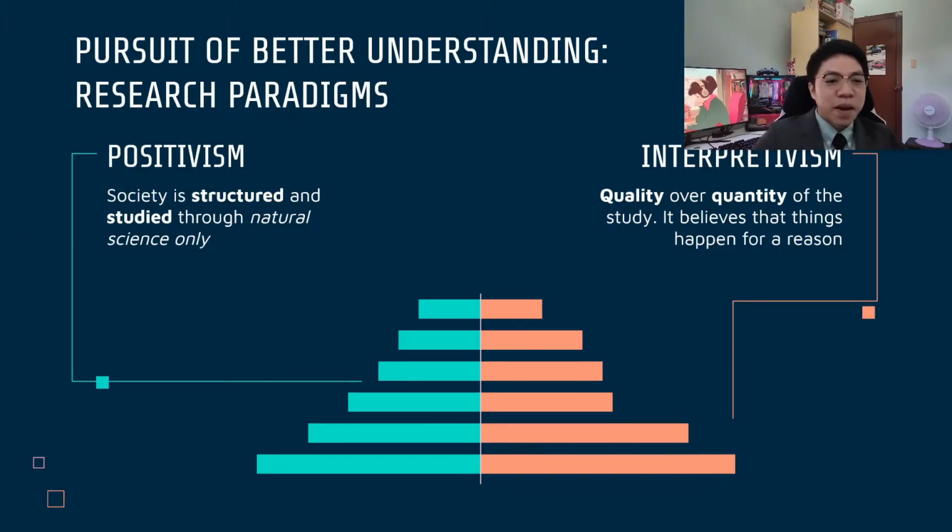So, the pursuit of better understanding. Now, not all researches were created equal, and not all researches were seen through the same lenses. So, there are research paradigms that a researcher needs to take note of, and one of them would be positivism. Society is structured and studied through the natural science only. Interpretivism, on the other hand, values quality over quantity and believes that things happen for a reason.